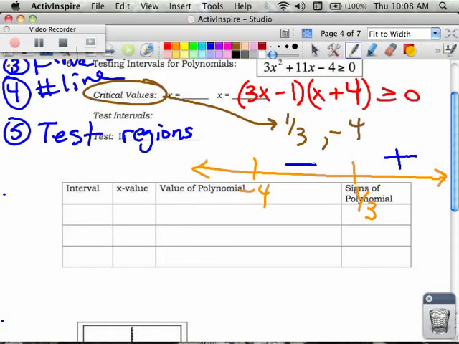3 times -10 is -30, minus 1, -31, that number is negative. -10 plus 4 is -6, that number is negative. Negative times negative, positive.